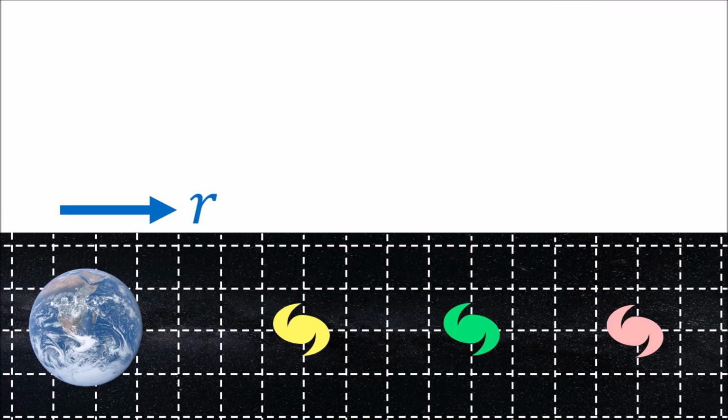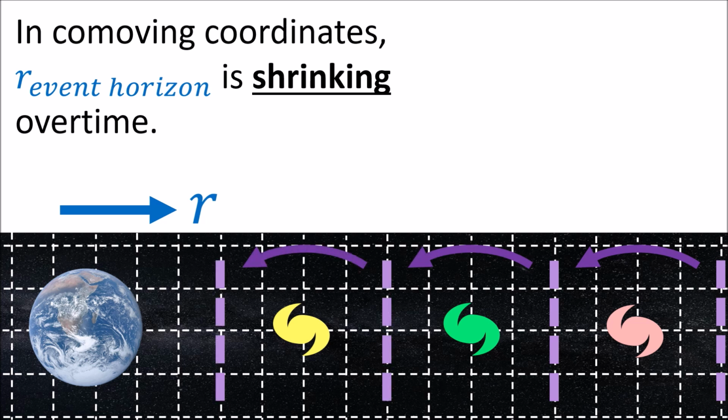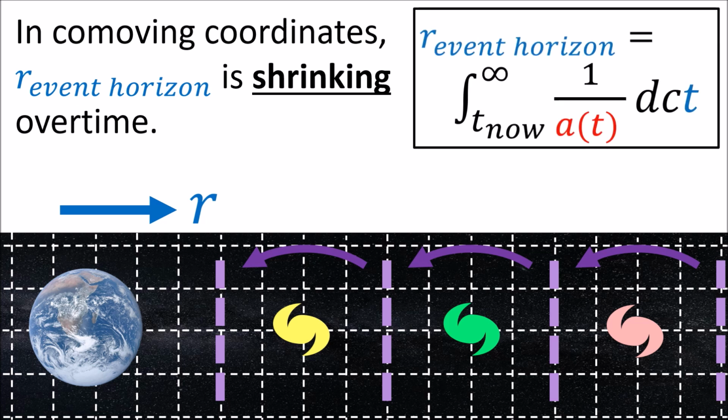It's also worth noting that the event horizon, when measuring in the comoving coordinate distance, is shrinking. So over time, there will be fewer and fewer galaxies we can causally interact with using light beams. This is because mathematically, this integral will get smaller and smaller as the t now lower bound increases.